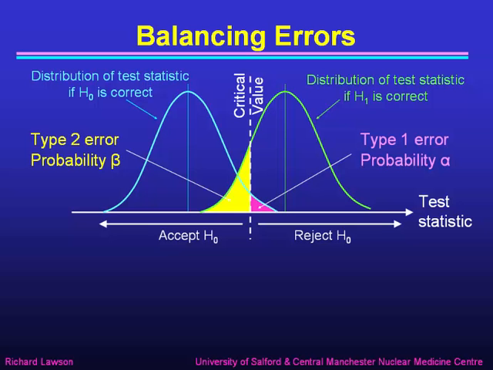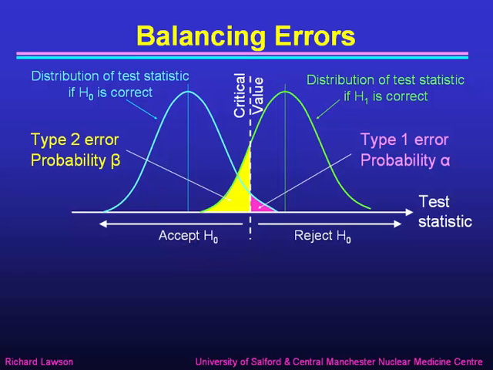So we've got these two errors, a type 1 and a type 2 error, to balance. The blue probability distribution shows the distribution of the test statistic if the null hypothesis is correct, and the green probability distribution shows the distribution of the test statistic if the alternative hypothesis is correct. And you see that they may well slightly overlap. So if we set a particular critical value of our test statistic, if the test statistic is to the right of that, we will reject the null hypothesis. If it's to the left, we will accept the null hypothesis.